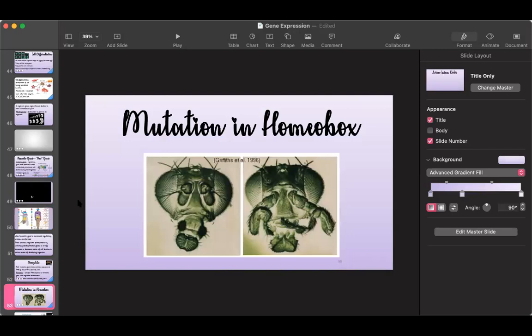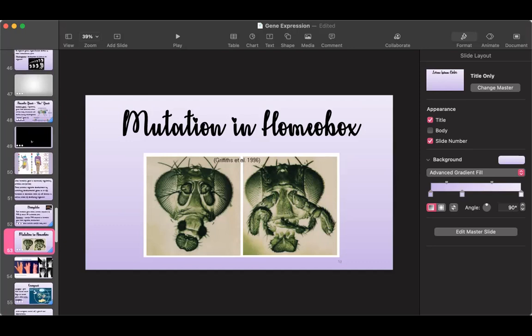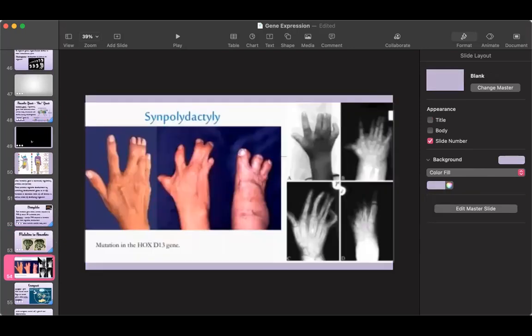When you have a mutation in a homeobox, something like this occurs. So on the left-hand side, we see a normal housefly head, and on the right-hand side, you can see appendages growing out of the face of the fly. Not so cool. Here's some other problems.